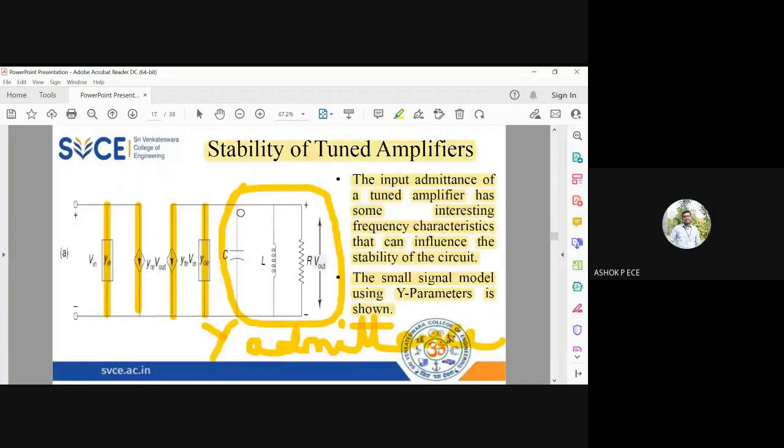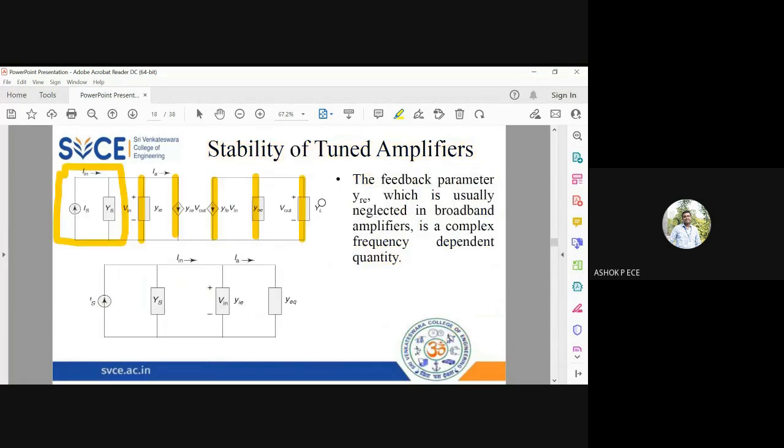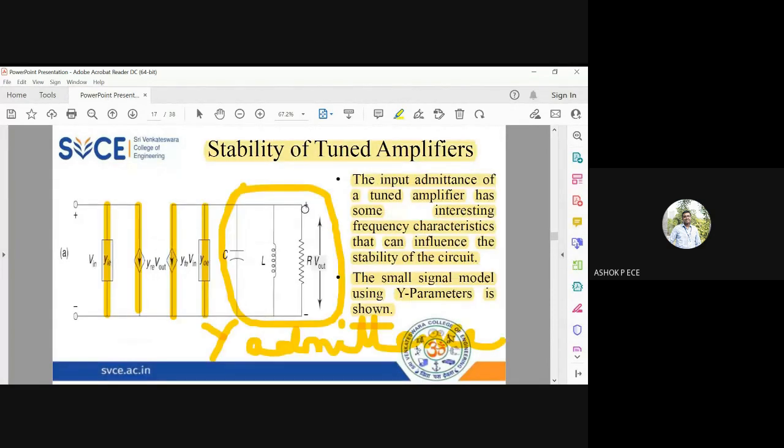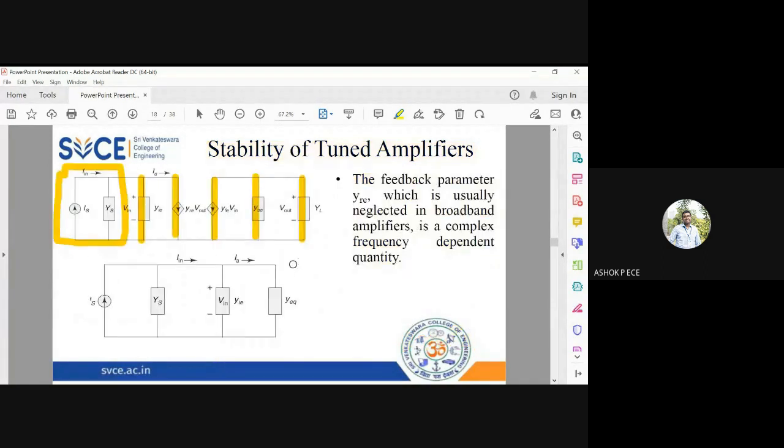See, when you have many elements in parallel, it's always advisable to find admittance rather than resistance, right? So we always find YL. So I'm considering all the three parallel circuit to be coming under YL. So YL will be equal to R parallel to j omega L parallel to 1 by j omega C.